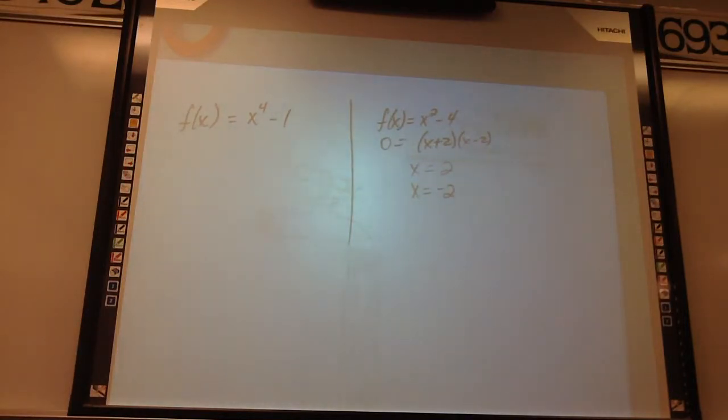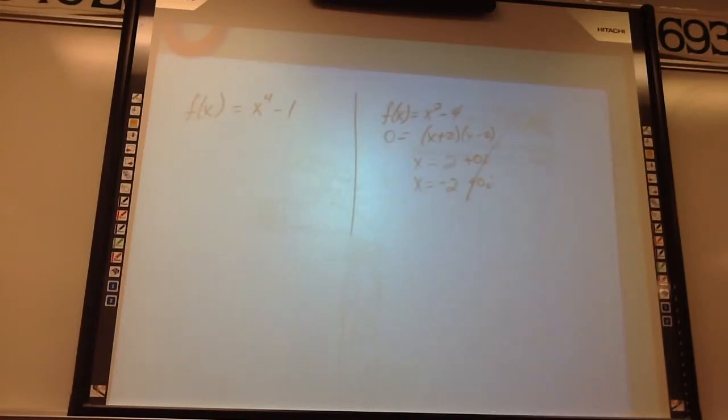Which one is in the complex number system? Negative 2 or 2? Negative 2 is a real number. 2 is a real number. Neither. True question, they both are. I was gonna say. Oh, stupid. Alright.